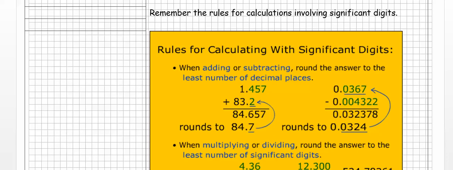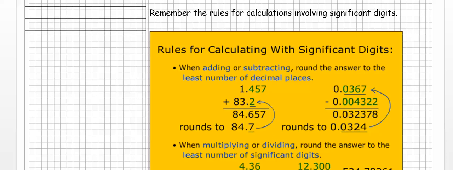Now let's look at a subtraction problem. We got 0.0367 minus 0.004322. Now when I do that subtraction on a calculator, what I get is 0.032378. But I can't keep all those significant digits. I have to look to see which of the two is least precise.